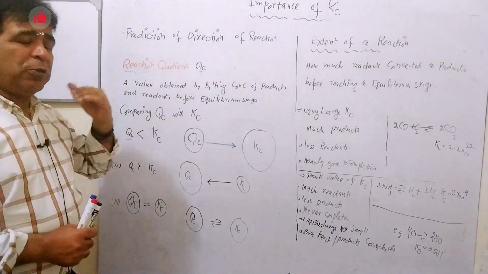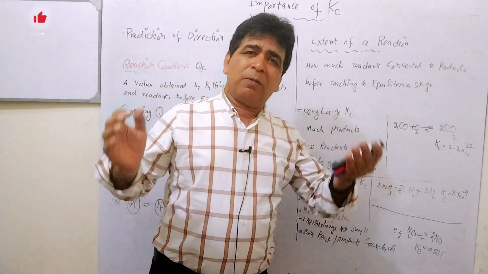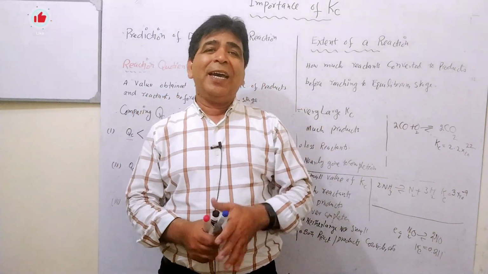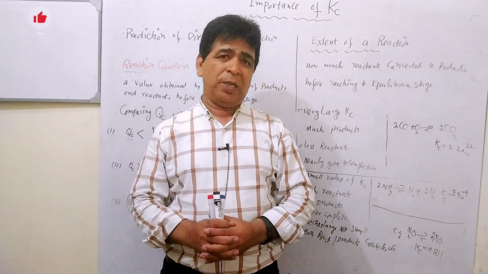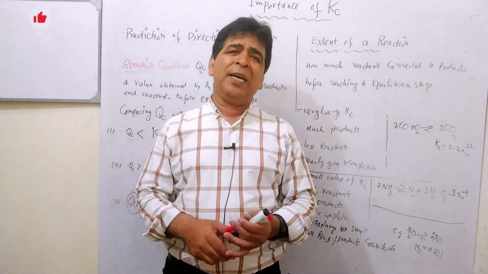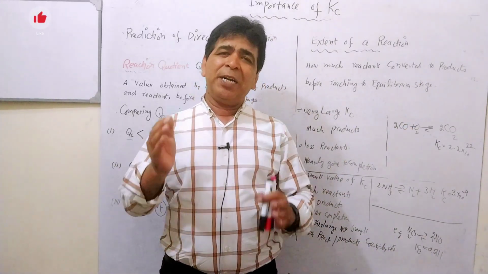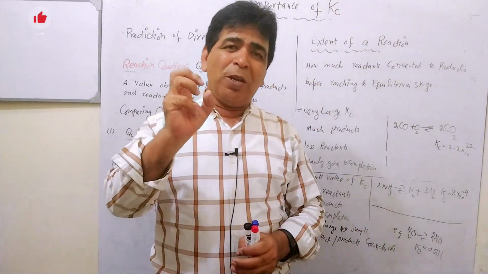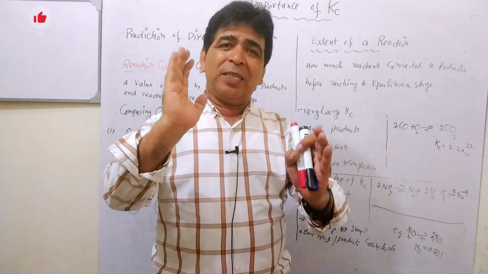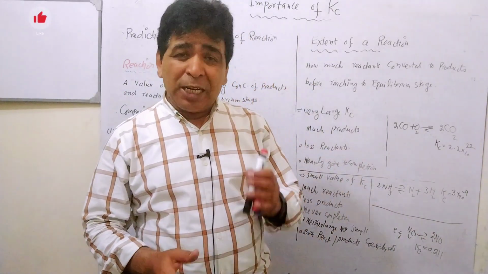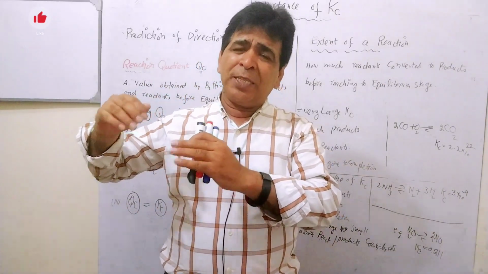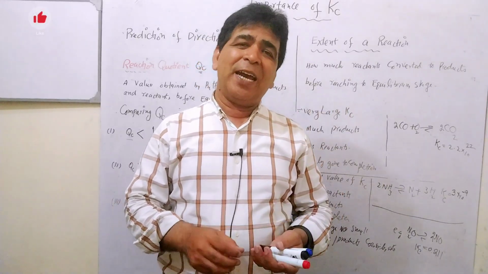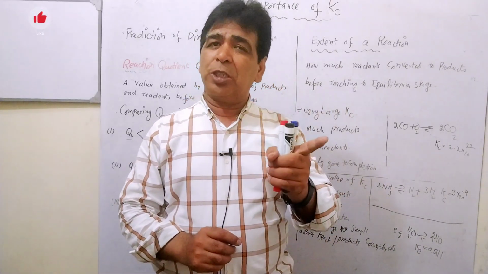First of all, you should know that when we predict the direction of a chemical reaction, we should have Kc and also another constant that is called the reaction quotient. Reaction quotient is another constant that is obtained by taking a ratio between the products and reactants and their molar concentrations before a reaction reaches the chemical equilibrium stage. It means before reaching the chemical equilibrium stage, we can have a ratio between the molar concentration of products and reactants, and that ratio will be known as a reaction quotient.